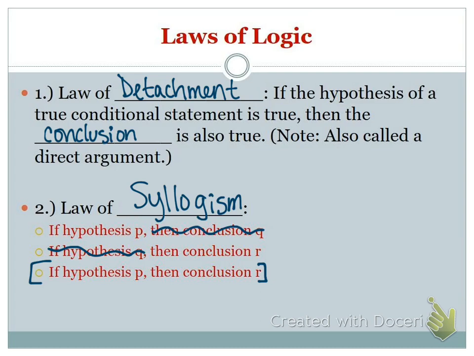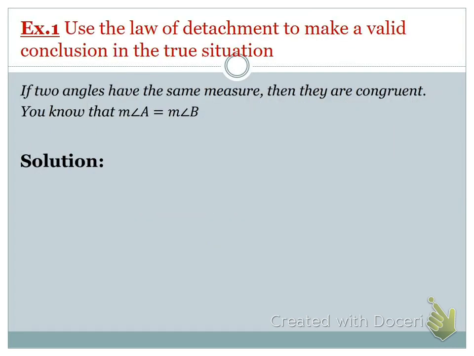Okay, and we'll see that in action in just a couple examples. All right, so let's get to those examples. First up, use the law of detachment to make a valid conclusion in the true situation. Okay, so the law of detachment, that first law that we looked at. If two angles have the same measure, then they are congruent.